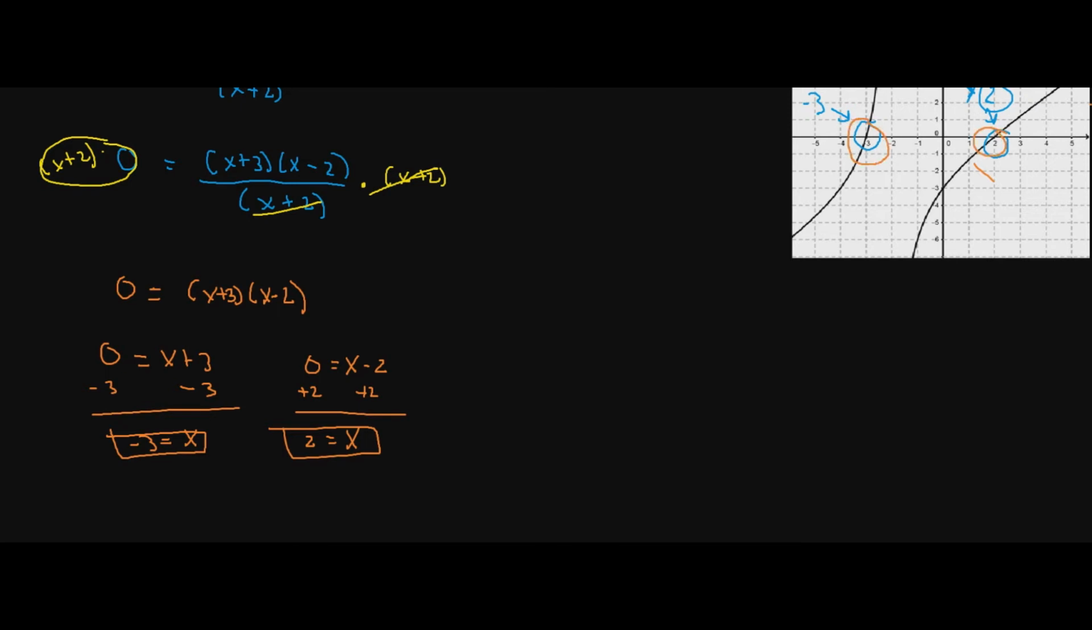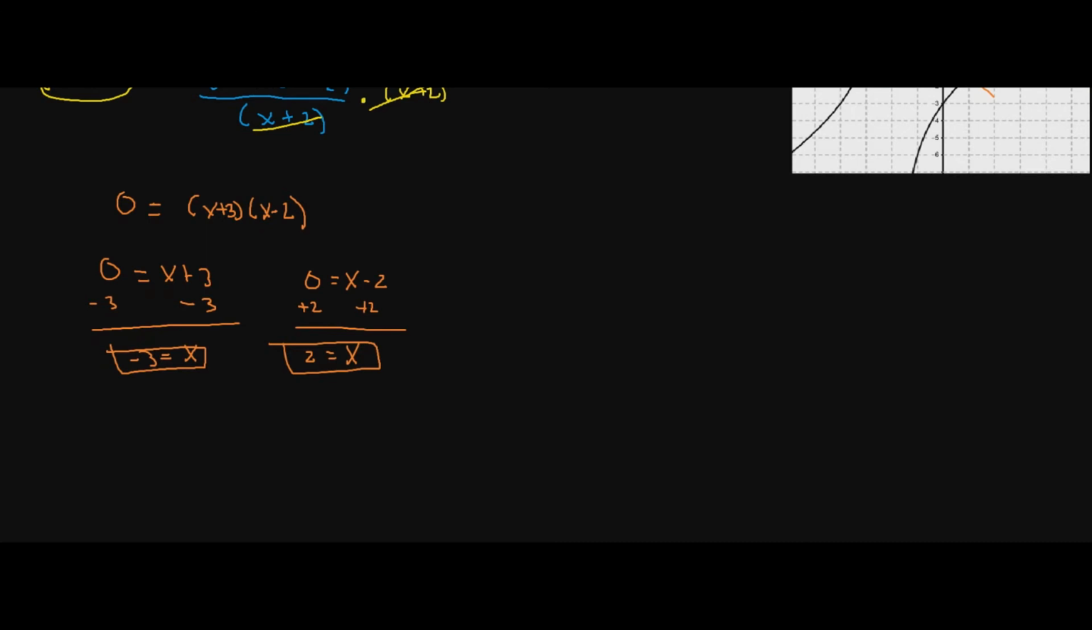All right. Let's go ahead and look at another example. Let's say we have y is equal to x plus 5 times x squared plus 12x plus 20, all divided by x squared plus 2x plus 1.